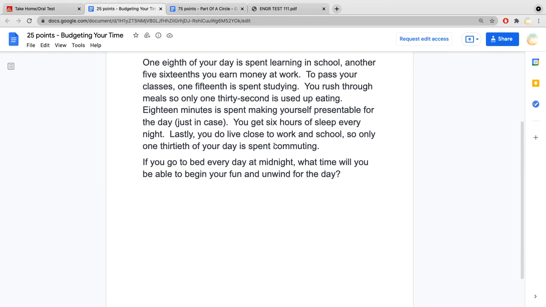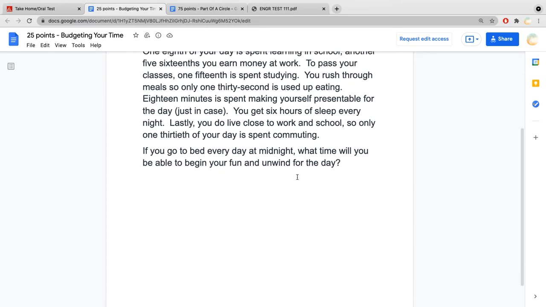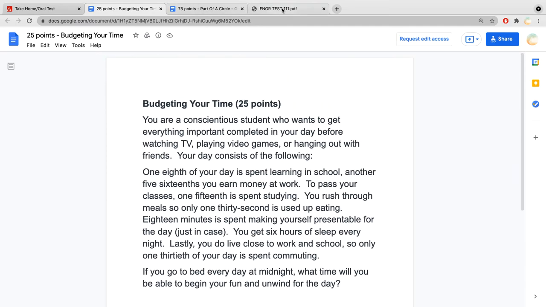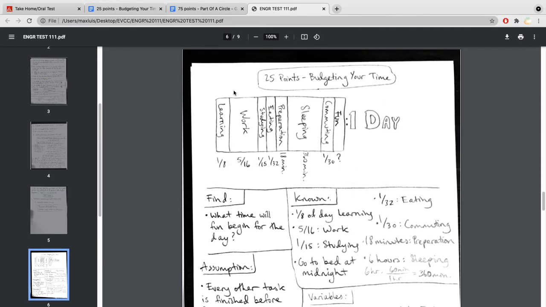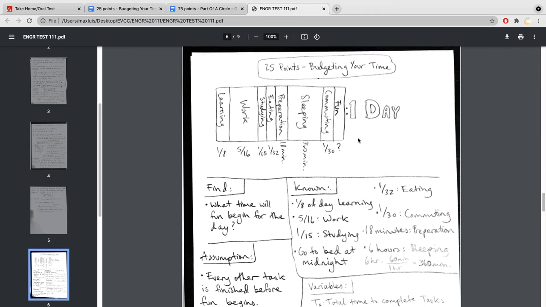If you go to bed every day at midnight, what time will you be able to begin your fun and unwind for the day? All right, let's find out. So I made this little chart, like 1/8 of your day. This rectangle is one day, and 1/8 is spent learning. This is not to scale. This is just something for me to look at, so I know what I'm trying to find.